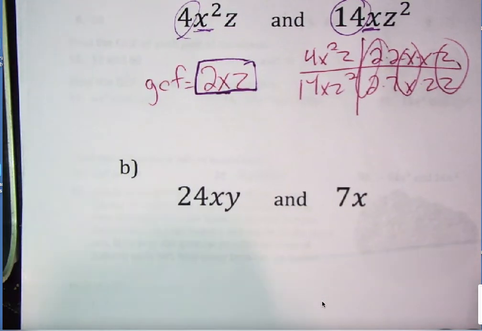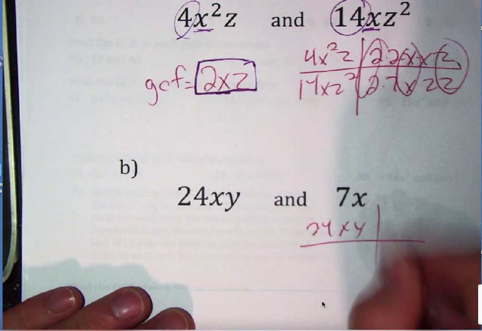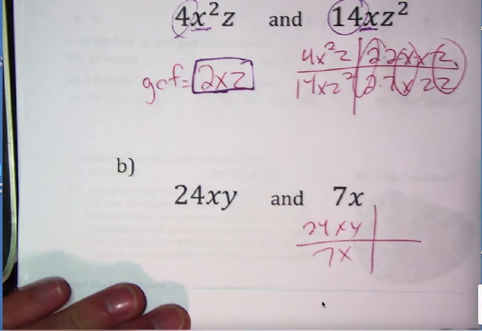But again, you don't have to. But let's give this a try, right? So we have 24xy and 7x.